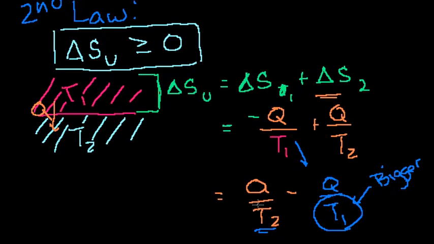You're dividing this Q by some number here to get something, and then you're subtracting this Q divided by a larger number. So this fraction is going to be a smaller absolute number. So this is going to be greater than 0. So that tells us the second law of thermodynamics verifies this observation we see in the real world, that heat will flow from the hot body to the cold body.